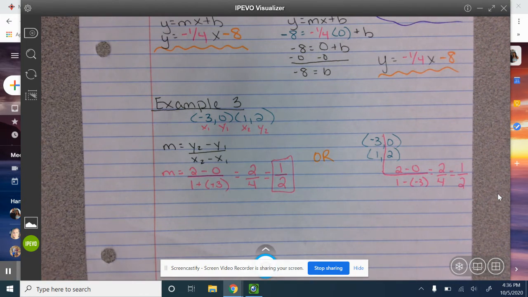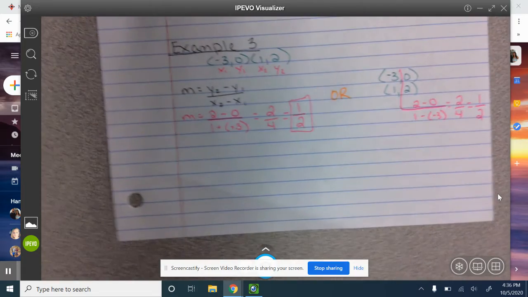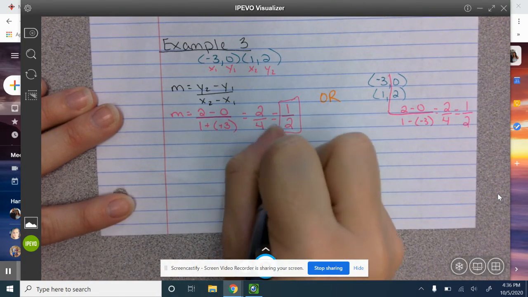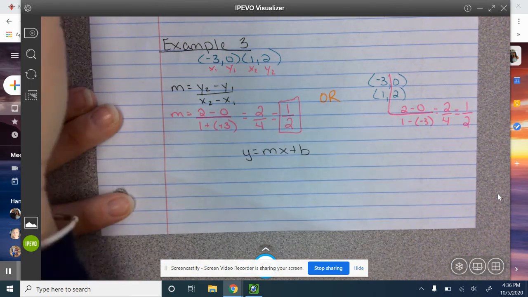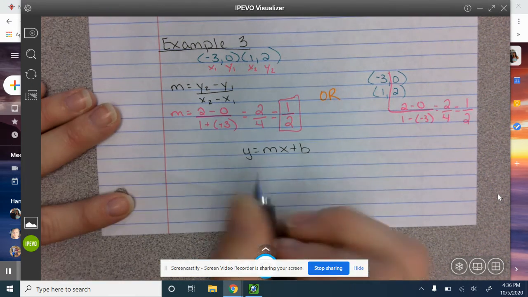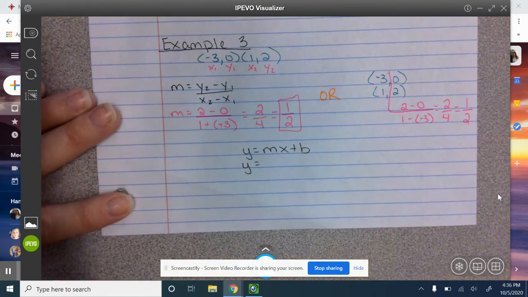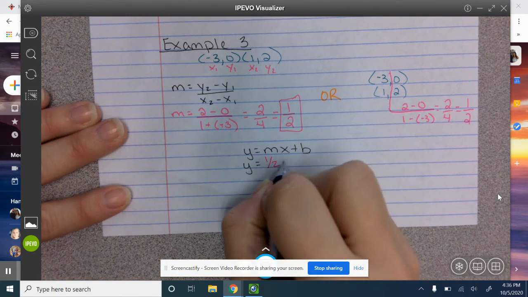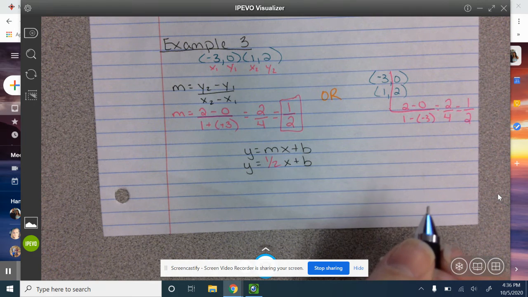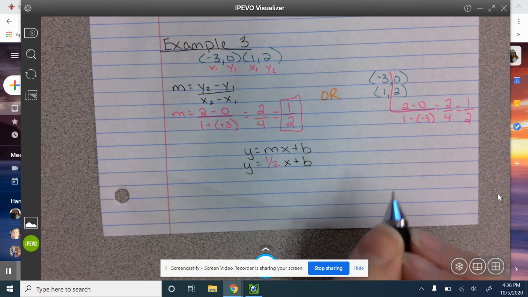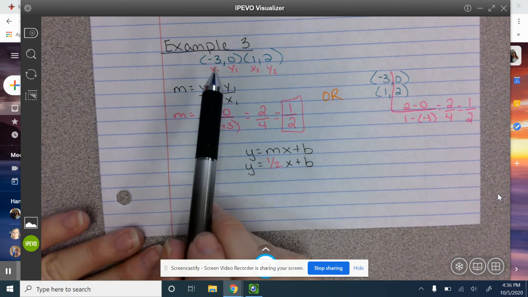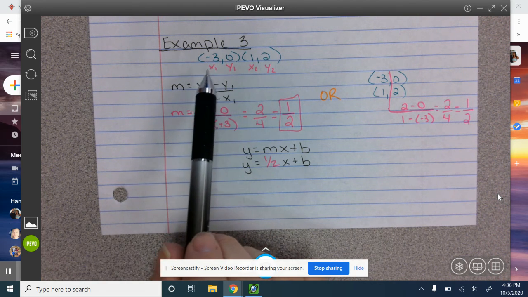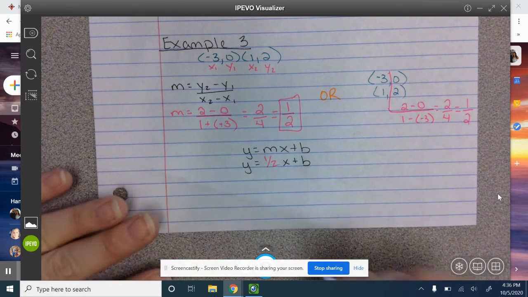So after I find my slope, I'm going to write down y equals mx plus b. Plug in my slope. So it would be y equals 1/2 x plus b. Now I need to pick a coordinate that I want to use. Again, I have one that has 0 and I have one that's a 1 and a 2. I'm going to choose the one that has the 0 with it.